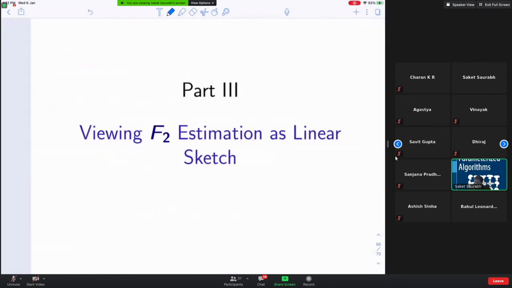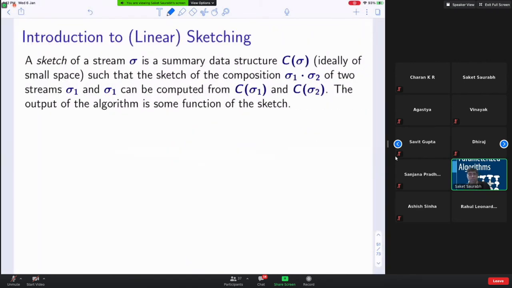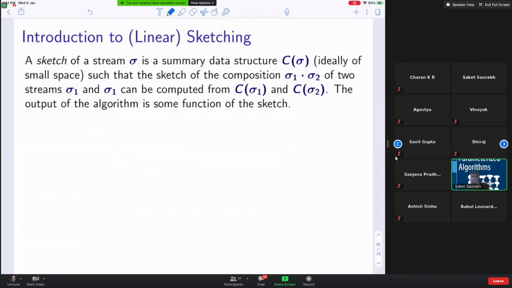Now let's look at F2 estimation as a kind of linear sketch. Let me tell you what I mean by linear sketch. This much must be understood. And by the way, this is what is called the L2 norm. This is exactly the L2 norm, so this is basically norm estimation. Okay. So what is a sketch of a stream?